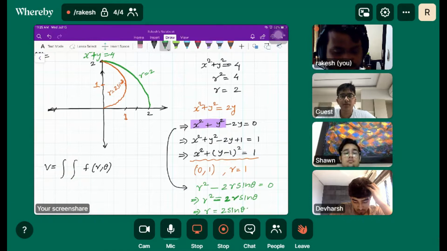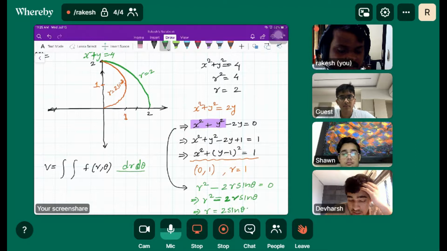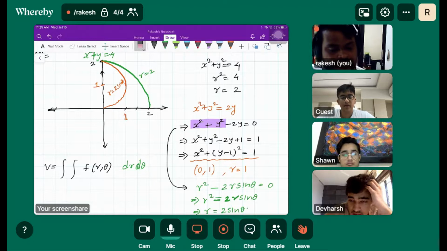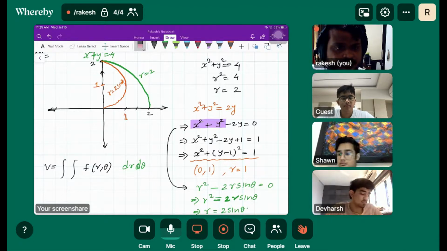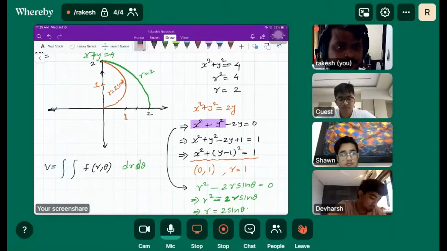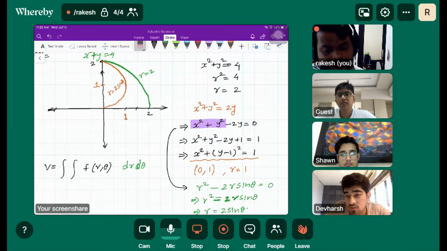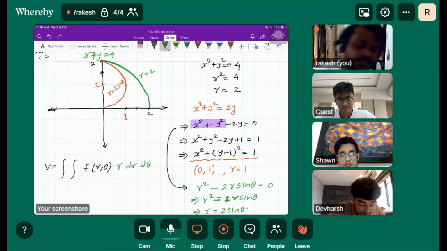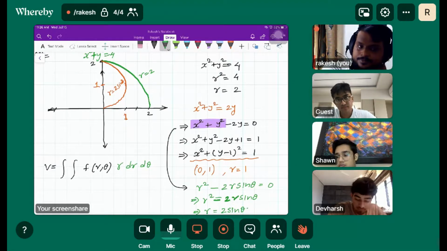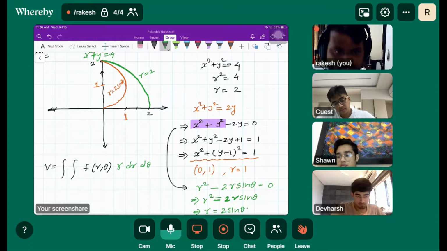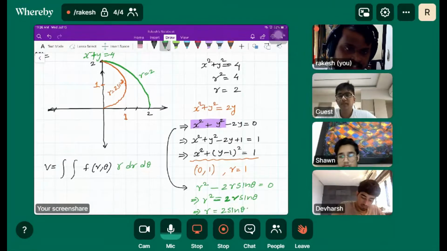Outer is 0 to 2, right? No, what should I write here? dr d theta. Any mistake? Did I skip anything? Oh, you have to multiply r also. So that should be r dr d theta. Never forget r, because dA is equal to r dr d theta. It's not simply dr d theta. Remember?